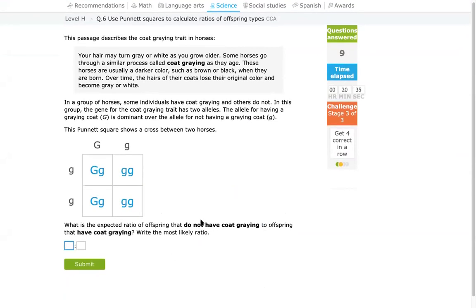Make sure. They did not use hetero or homo this time. They say how many do not have coat green and how many have coat green. Okay. You gotta know what equals the coat being gray. We got 1, 2. Awesome. Okay, we're going to continue. We're going to do 2/2.